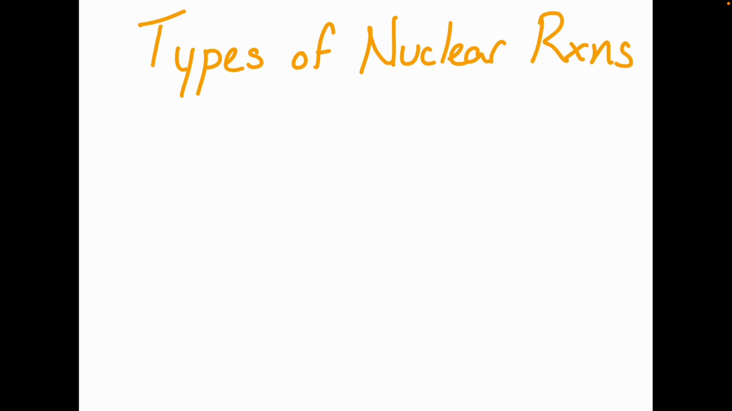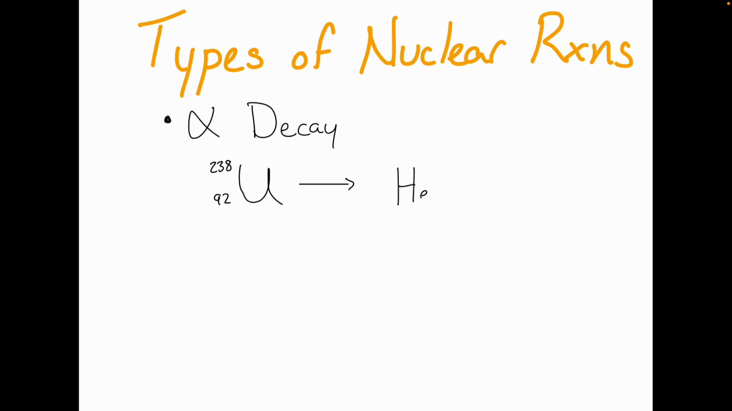All right, so our first type of nuclear reaction is what's called alpha decay. Let's take, for example, we actually sort of saw an example of this. This would be our uranium-238 example, where it breaks into that helium-4 and that thorium-234.